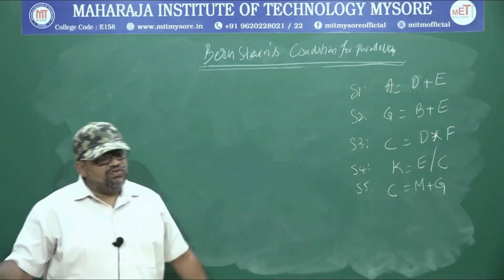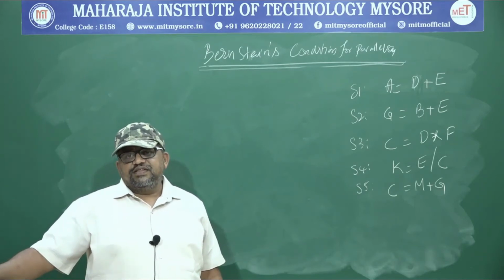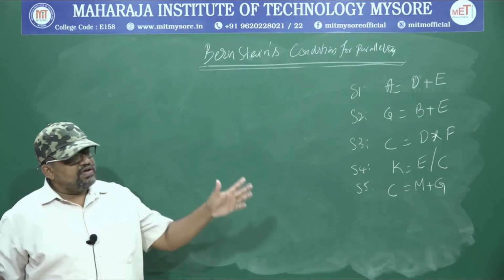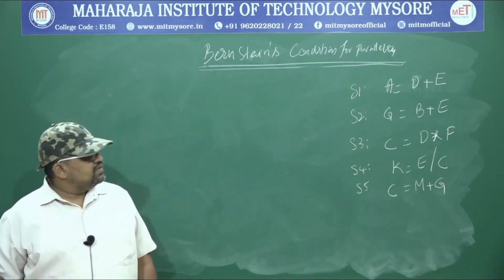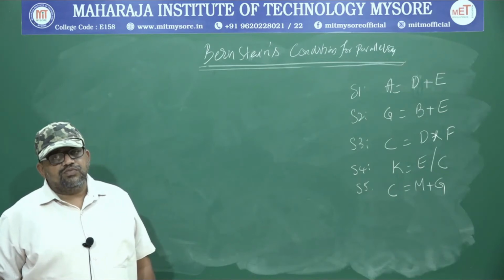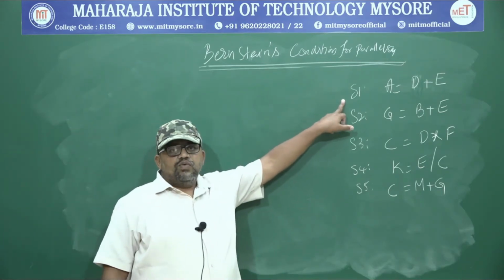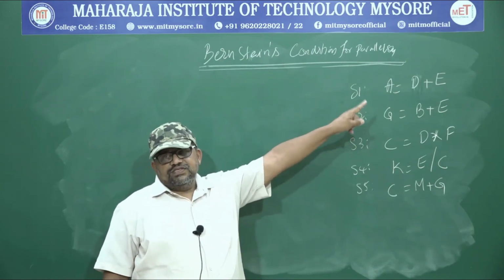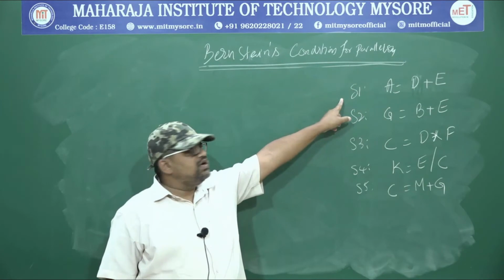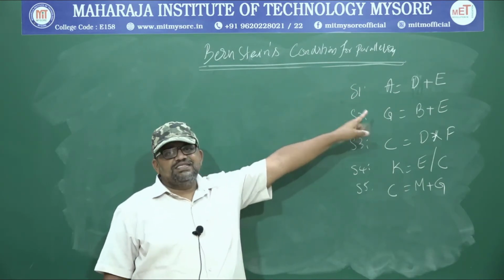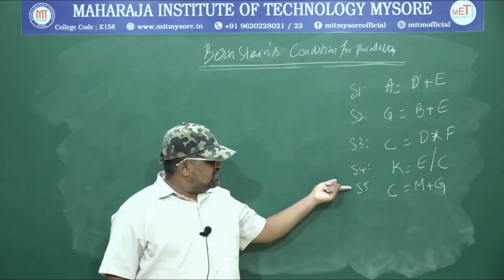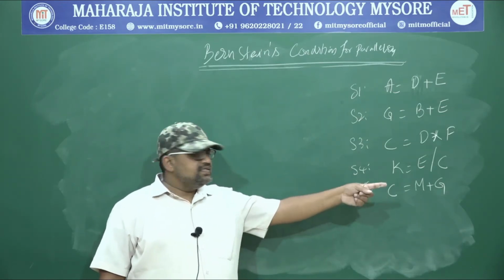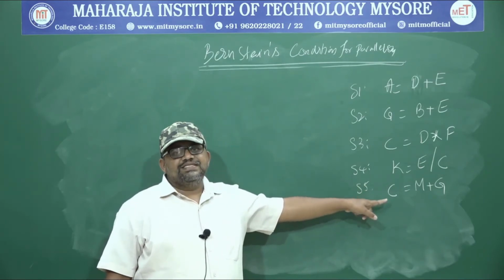Now for solving this, there are 2 steps here. The first step is to list out all the given inputs and outputs. If you consider the statement S1, what is the input for S1? Input is D and E. What is the output for S1? A is the output. Similarly, when you consider the fifth one, S5, what is the input? Input is going to be M and G. What is the output? Output is going to be C.